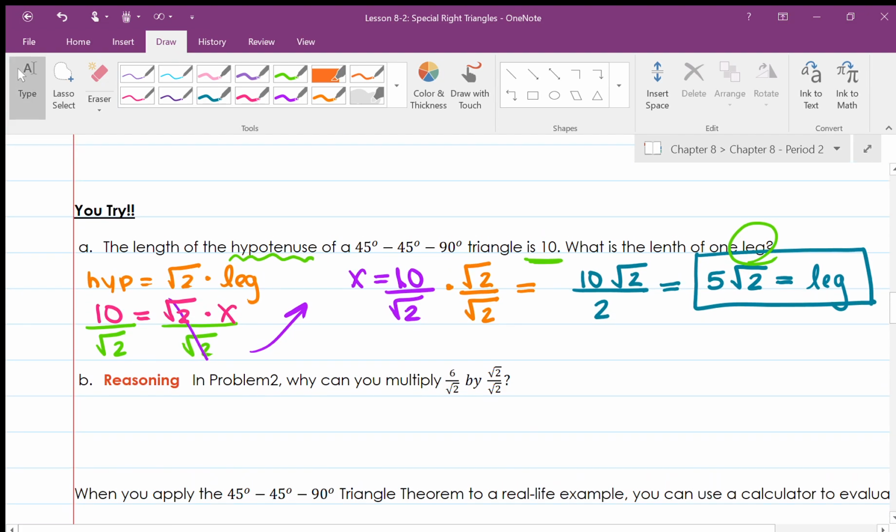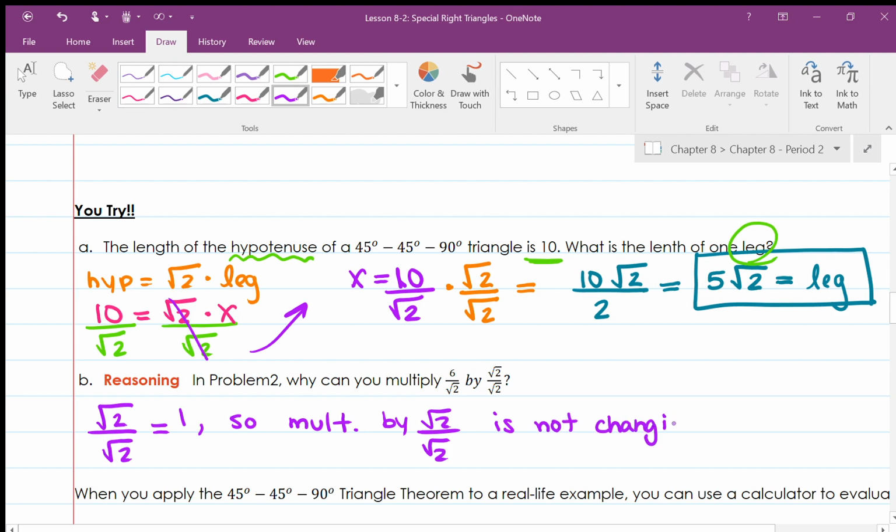Okay, and then it says the reasoning in problem 2. Why can you multiply 6 radical 2 by radical 2 over 2? And we did discuss this already. It's because radical 2 over radical 2 is equal to 1. So multiplying by radical 2 over radical 2 is not changing the problem. Is not changing 6 over radical 2. We're simply rationalizing it so that we no longer have the radical 2 in the denominator.